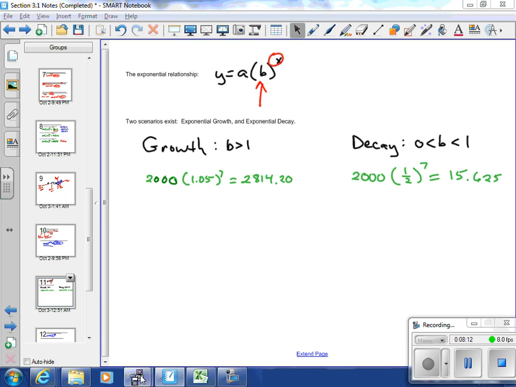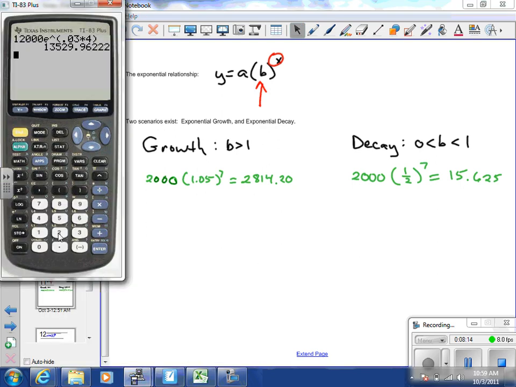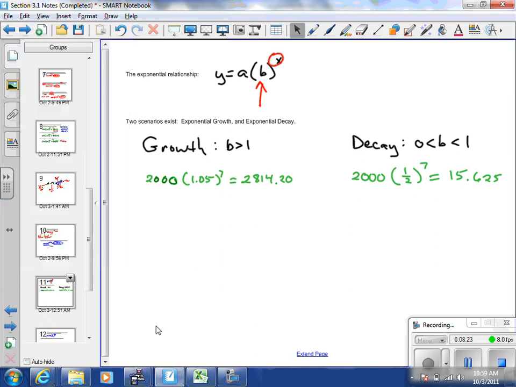When I type in 2,000 times 1.05 to the 7th power, I'll do it on my calculator, and you'll see that it becomes $2,814.20. Now, since 2,000 got changed into something bigger, this demonstrates growth.